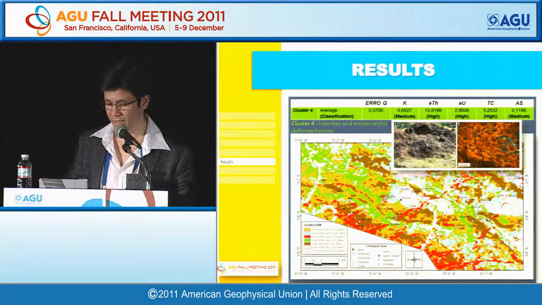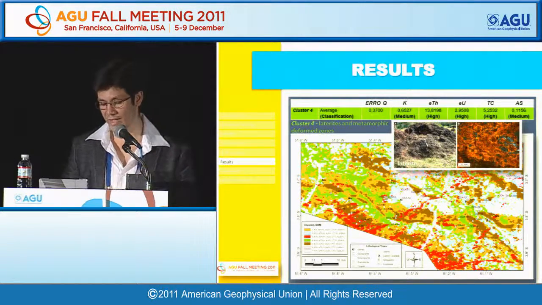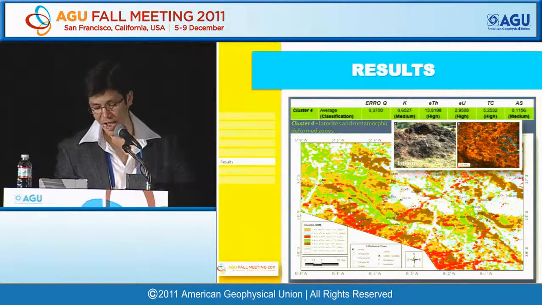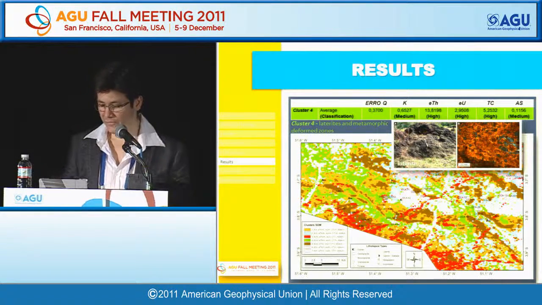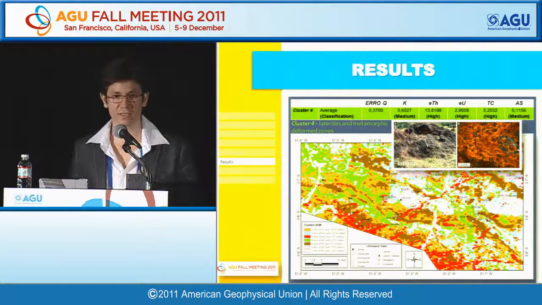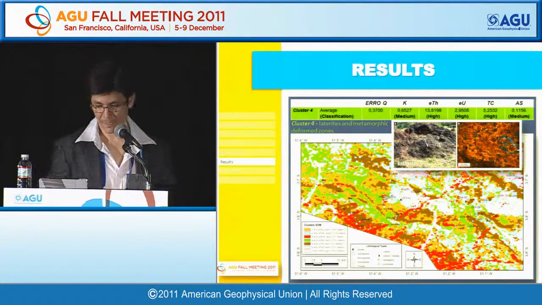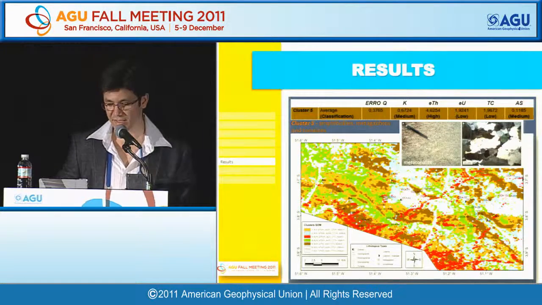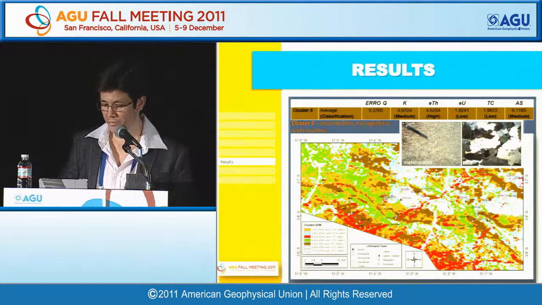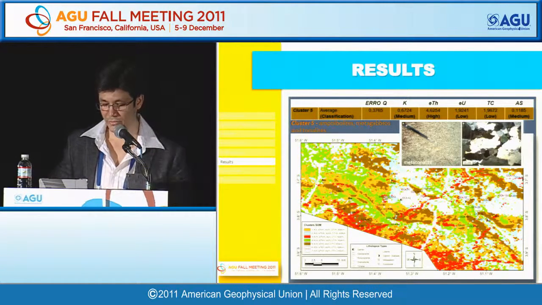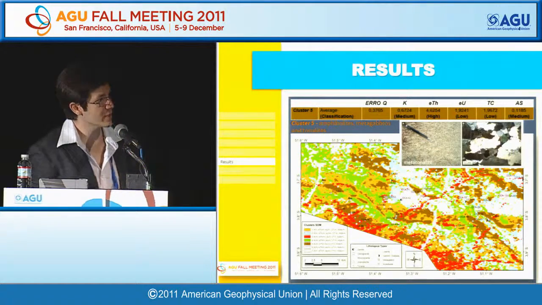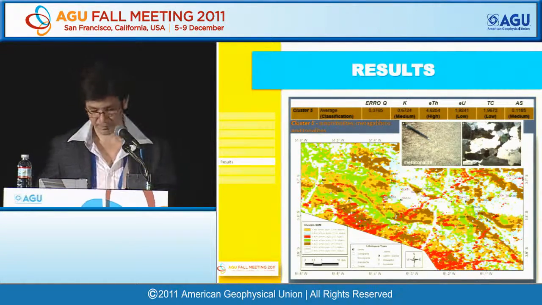Cluster 4, in green, is composed of medium potassium and analytic signal, high thorium, uranium, and total count. In the field, we found laterites and metamorphic deformed zones related to this cluster. Cluster 5, in brown, has medium potassium and analytic signal, high thorium, low uranium and total count. It was related principally with metatonalites.